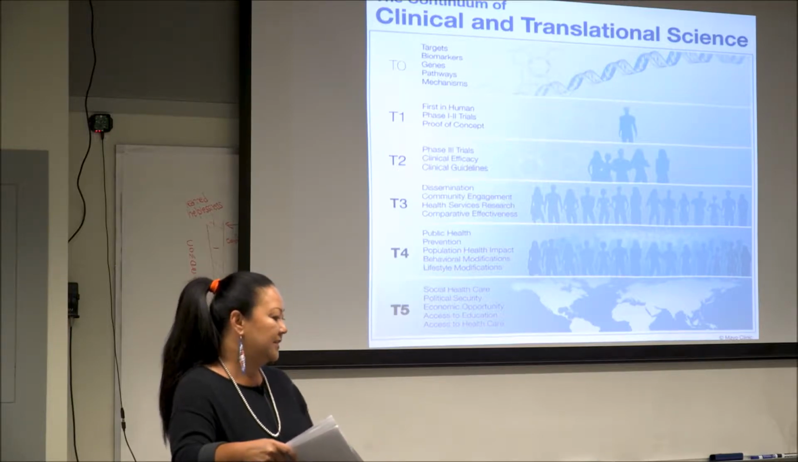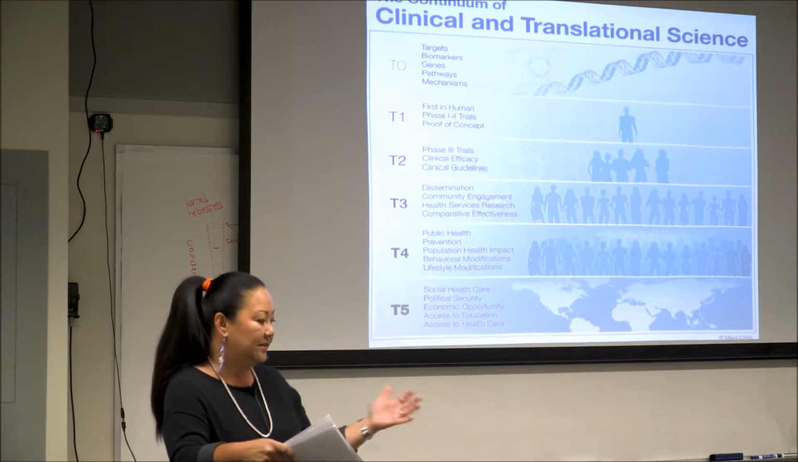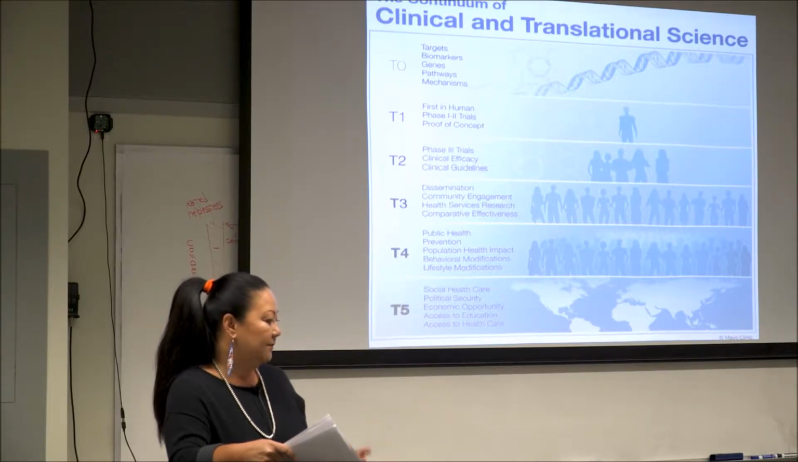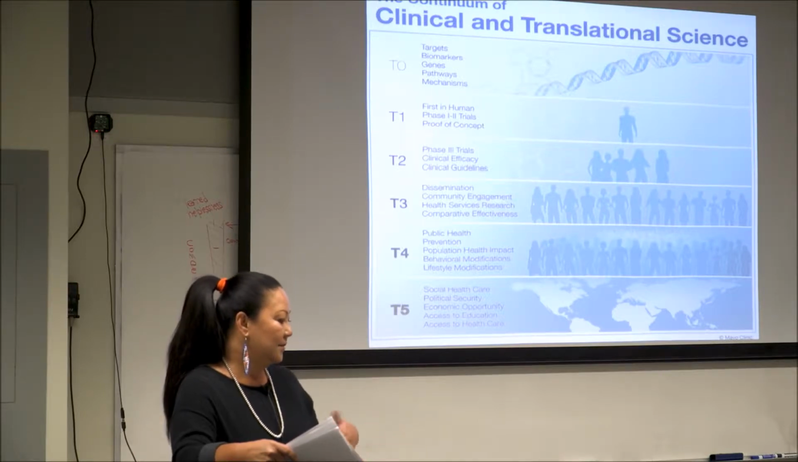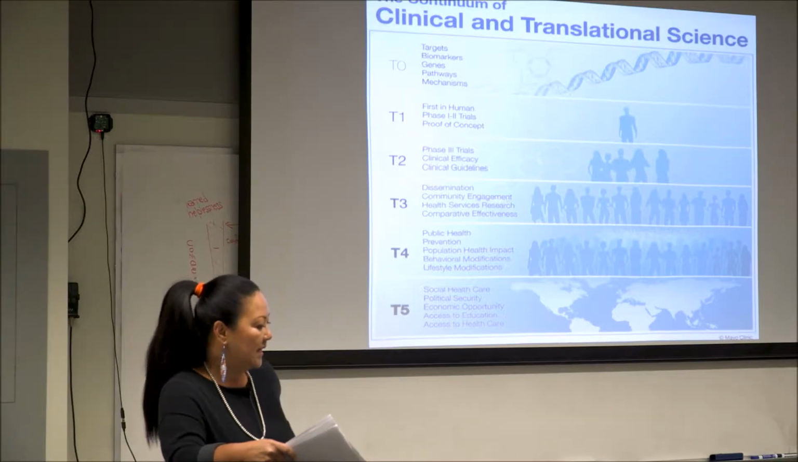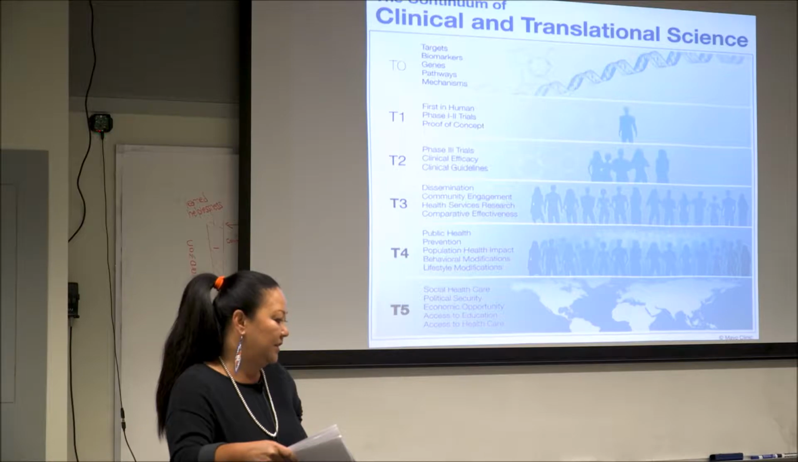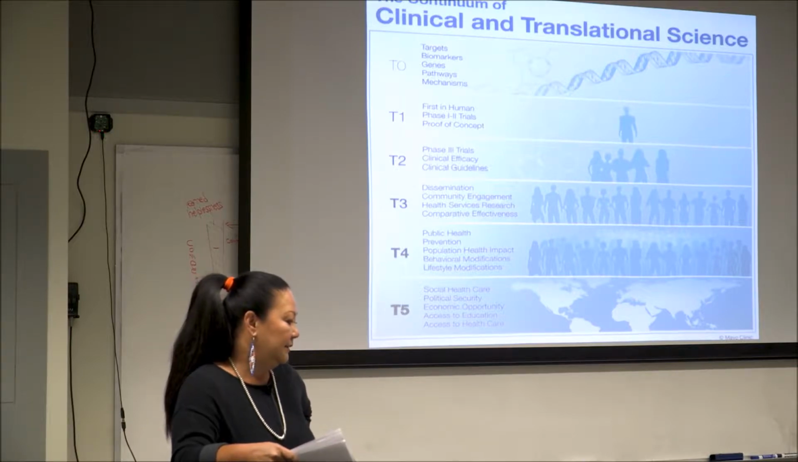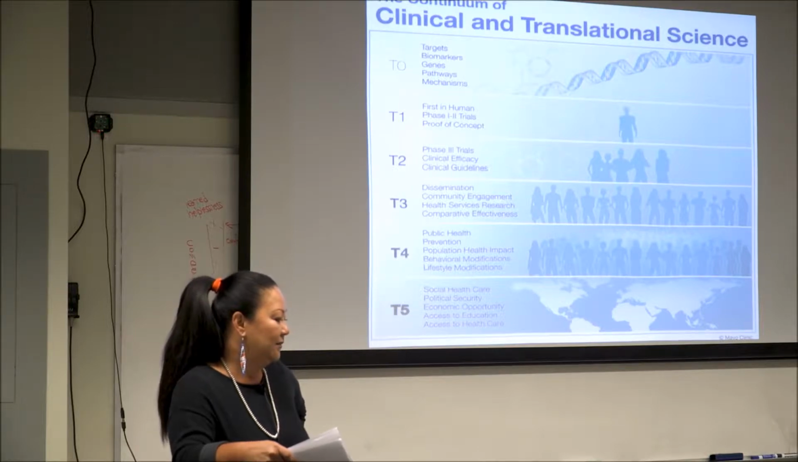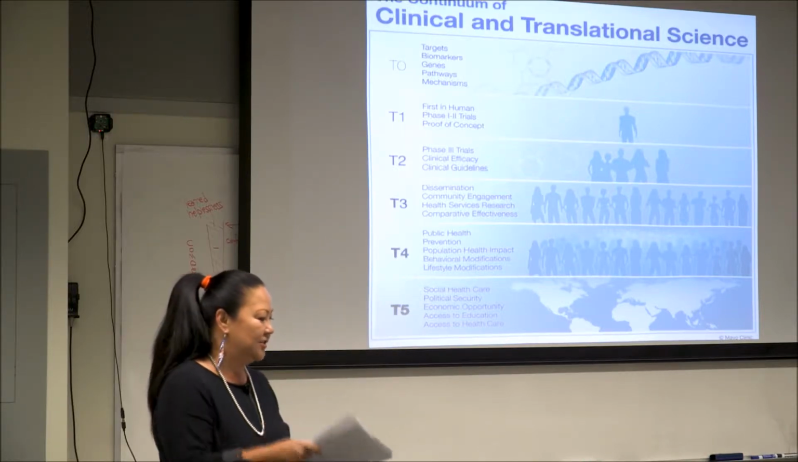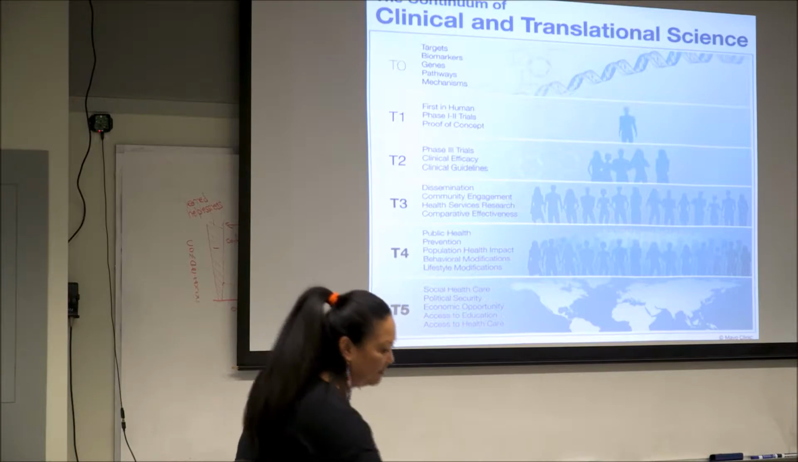The T3 then is dissemination of evidence-based practices or these clinical guidelines, community engagement, health services research, comparative effectiveness. So ours is more T3 and T4. And T4 is the public health, prevention, population health impact, and then T5 are the social health care and moving way upstream to change policies and things like that.